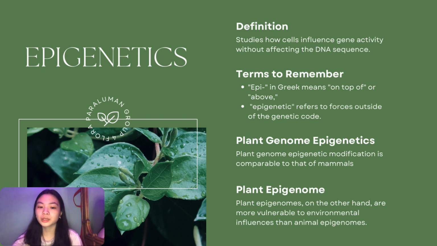Plant genome epigenetic modification is comparable to that of mammals in that histone marks have a similar profile and DNA can be methylated at cytosine residues. Plant epigenomes, on the other hand, are more vulnerable to environmental influences than animal epigenomes. Epigenetic regulatory systems can help plants survive and reproduce in uncertain settings by facilitating metastable changes in gene activity and fine-tuning gene expression patterns.